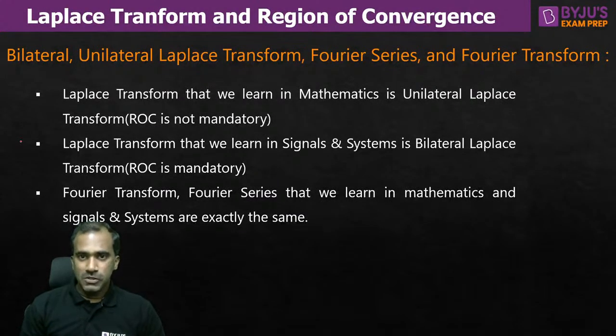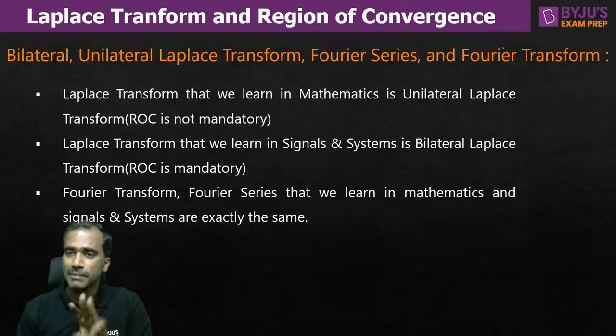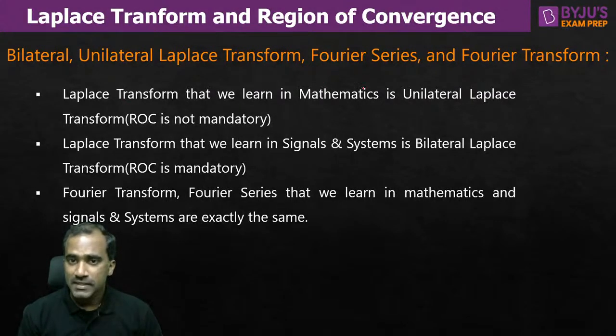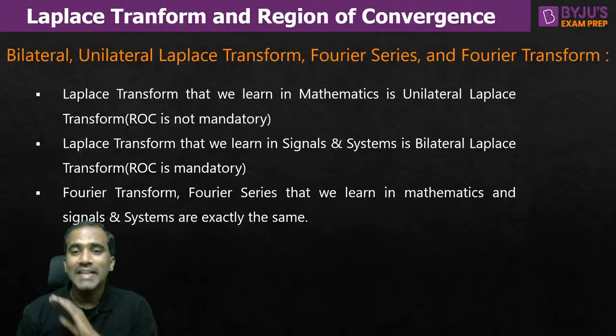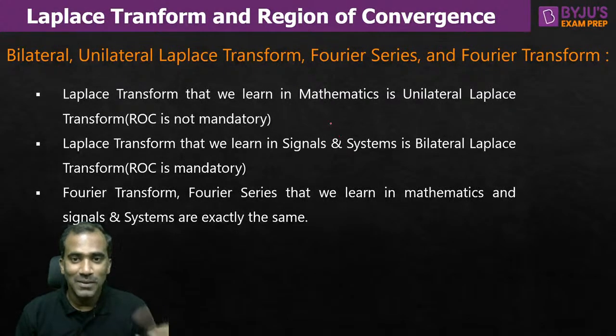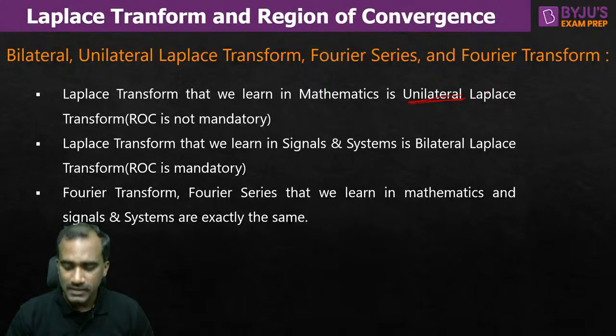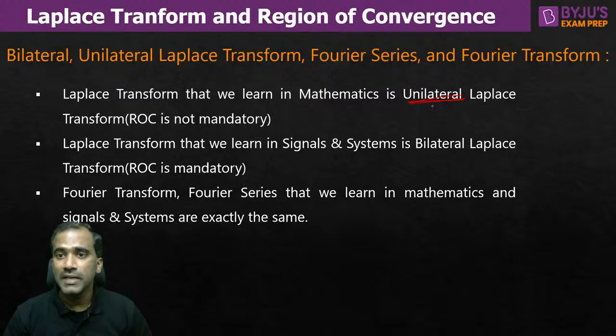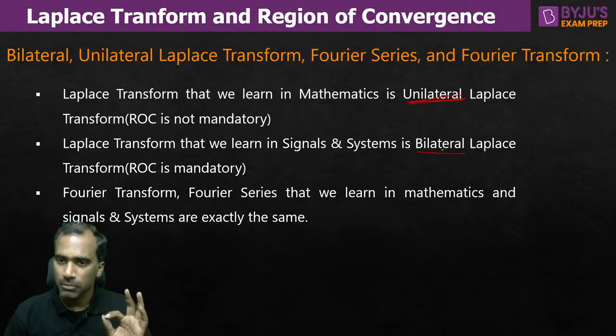Coming to these transforms, we learned bilateral, unilateral, Laplace transforms, Fourier series and Fourier transform. These three topics are common between signals and systems and mathematics, right? The Laplace transform that we learn in mathematics and the Laplace transform that we learn in signals and systems is not the same, it is different. What is the difference? The Laplace transform that we learn in mathematics is the unilateral Laplace transform. Mind this. Though they may not specifically mention it, they just say Laplace transform, but the Laplace transform they talk about is unilateral. The Laplace transform that we learn in signals and systems is bilateral. What is the difference? We'll talk about that.